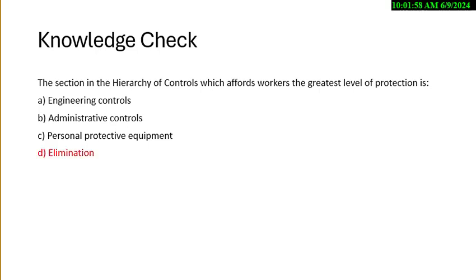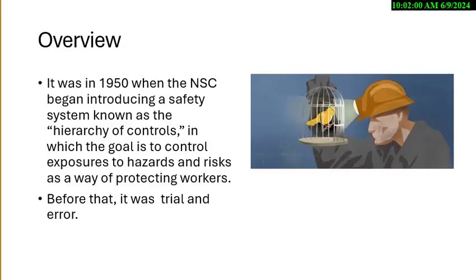Excellent. The answer is D. It started in the National Safety Council, known as a hierarchy of controls. The idea was to control the hazards as a priority. When you have a choice of different solutions, choose the one that is safer and more effective. Before that was trial and error. We had to go into the mines and figure out if there were toxic gases. They would literally bring a canary in there, and if the canary started getting sick or listless, that indicated some bad gas.